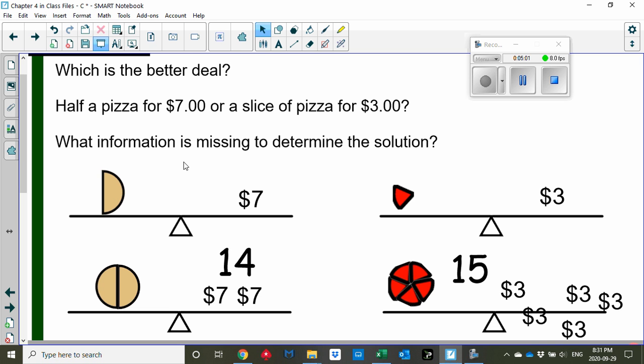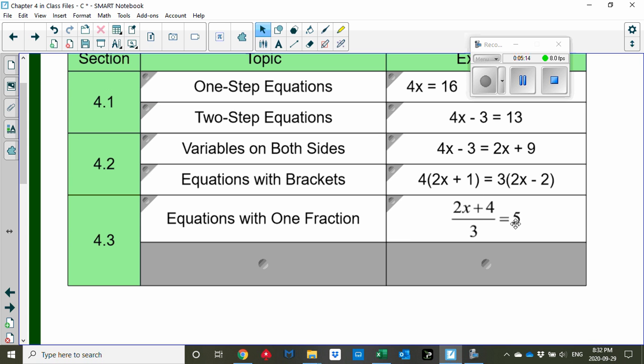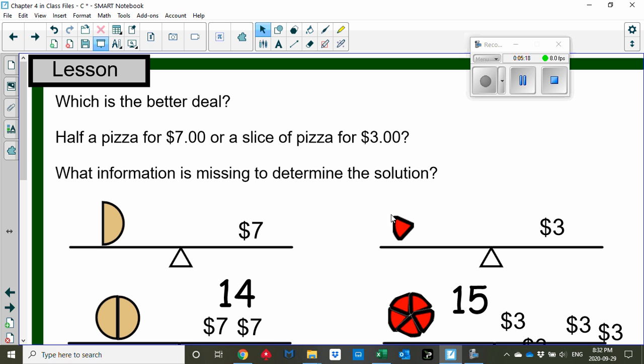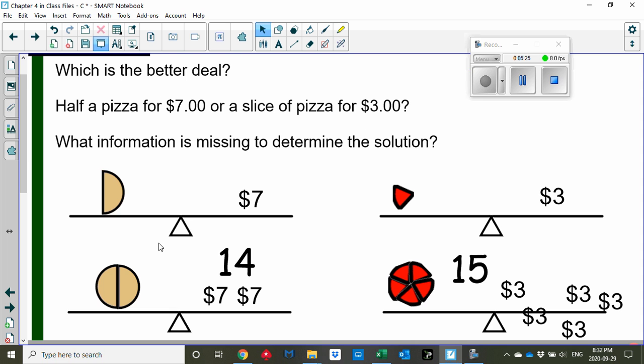We couldn't get our answer when we had a half of a pizza or a fifth of a pizza. But as soon as we made it a whole, we were able to solve. We were able to compare. When we have a fraction, just like we had a fraction of a pizza, we're going to turn that fraction into a whole, and then we're going to be off to the races and we can solve these equations very, very quickly.